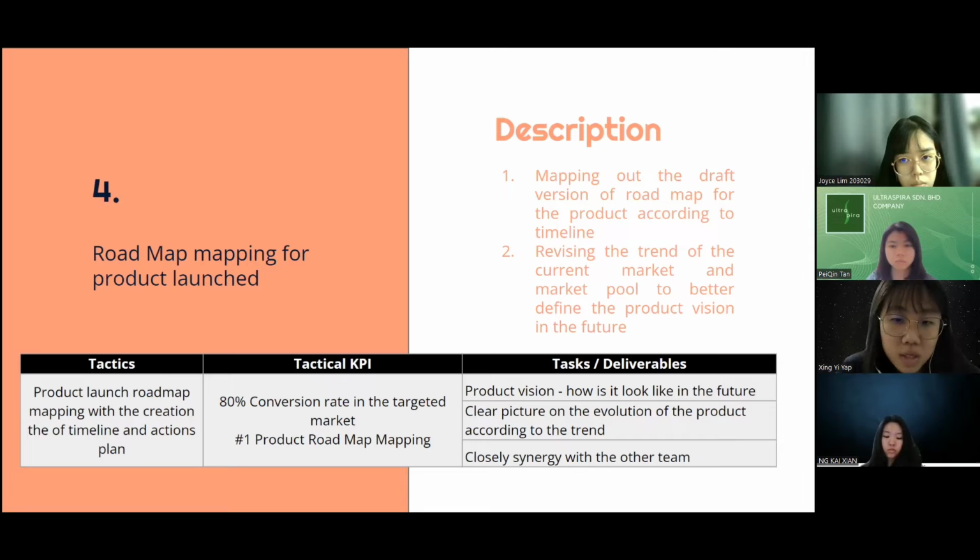So we get to revise the trend of the current market and also the market pool in order for us to better define the product vision in the future. Basically, for this tactic, the KPIs are all still in progress. The expected outcome of this strategy is that the product vision, according to the market trend and strategy plan, will be able to be mapped out, and close synergy will also be needed for all the departments. So I think that's all for the progress update from the product development team.